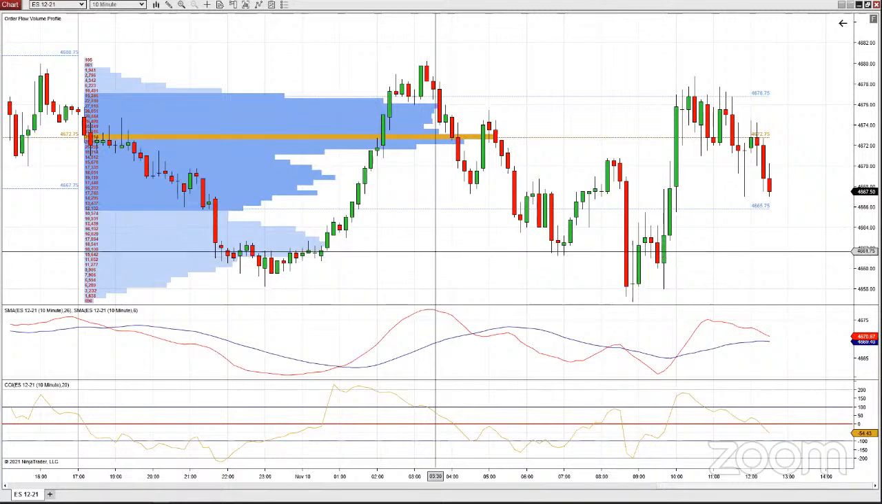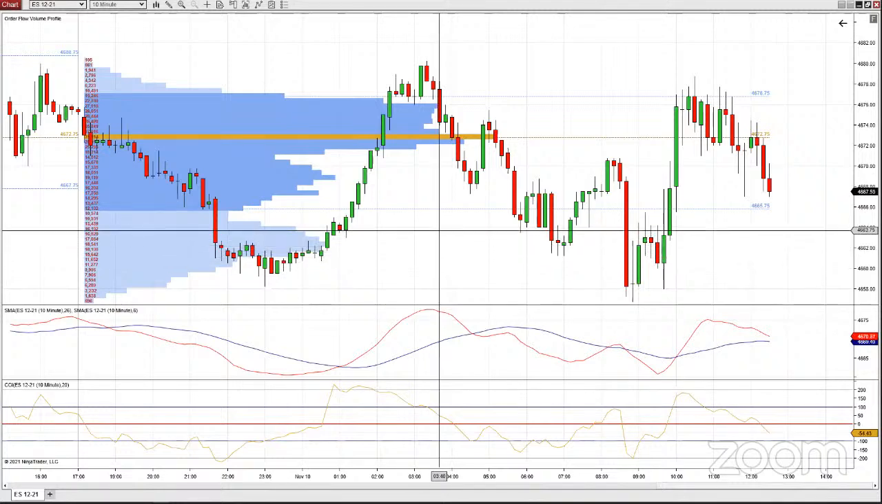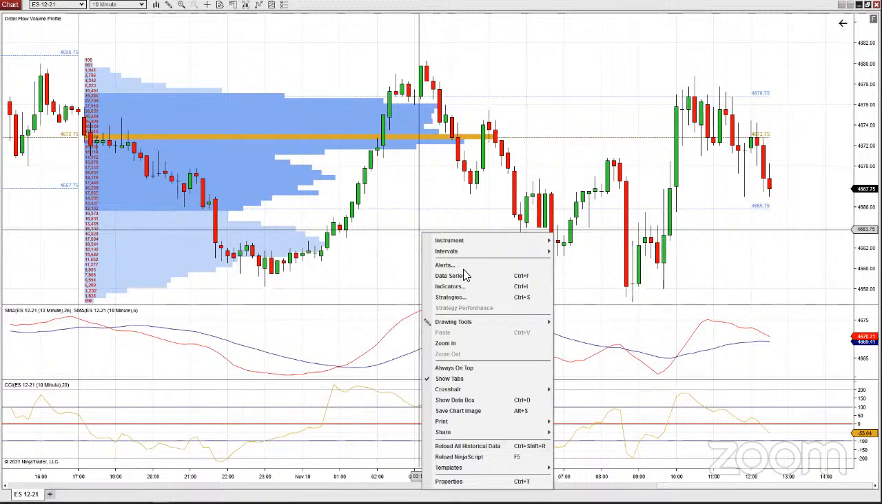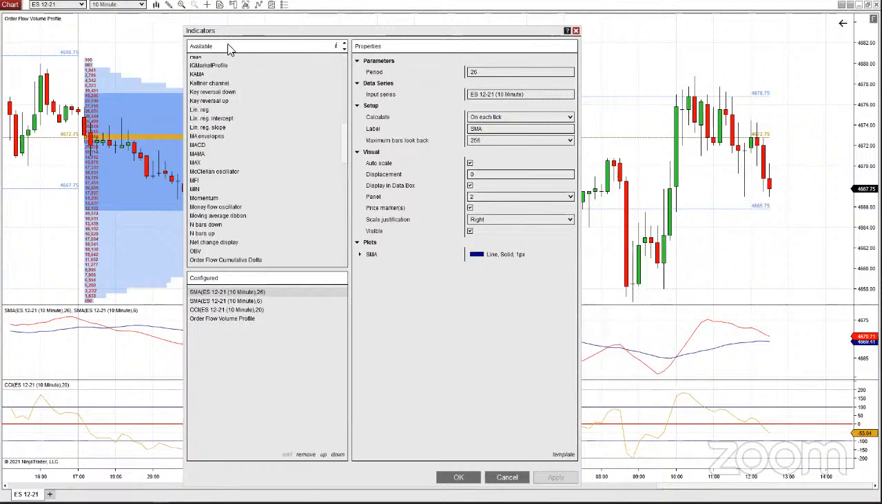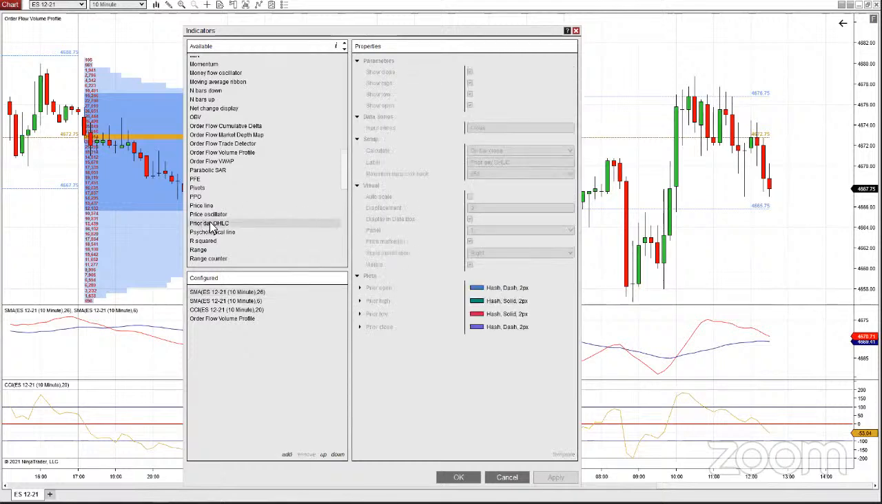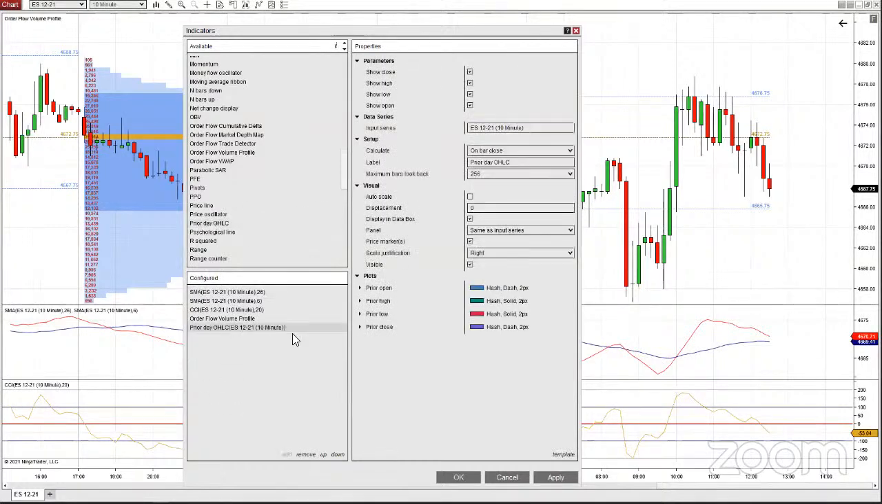Okay, so that's number 3. We're going to add number 4. And I'm going to go again to indicators, and this isn't really an indicator, but it's in the indicator section, and it's called prior days open, high, low, close. I'm going to highlight it, double click it, bring it down here, and select it. It gives me the opportunity to show the close price from the previous day, the high, the low, and the open.